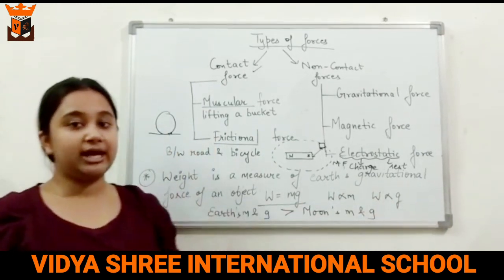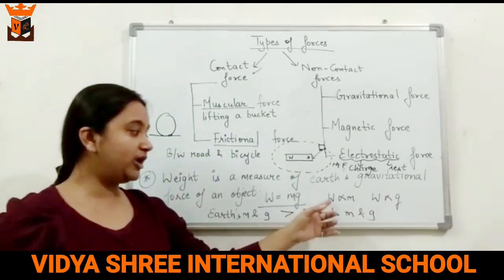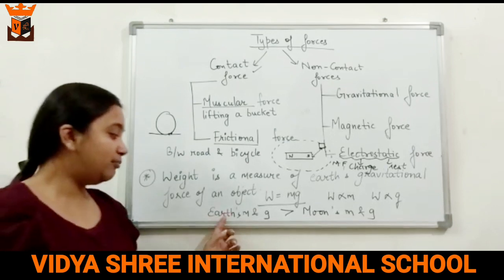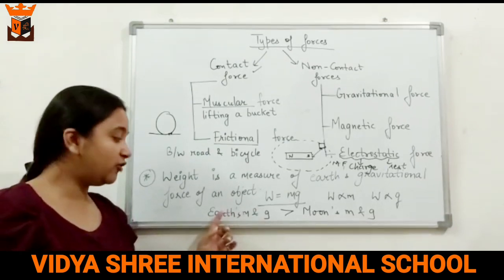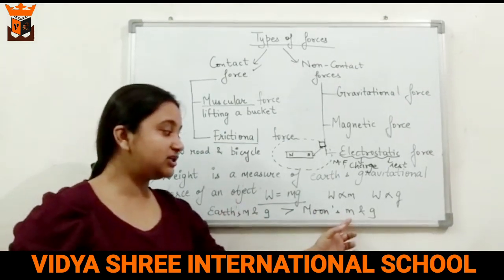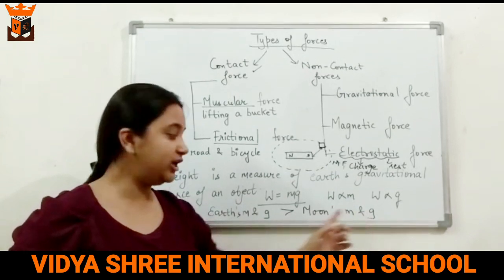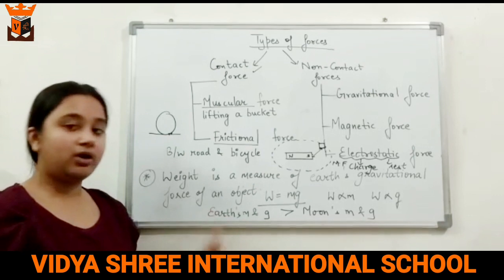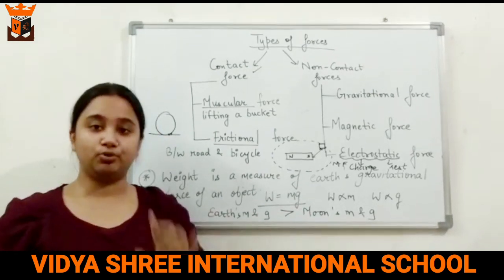Weight is directly proportional to mass and weight is directly proportional to g. Means when g and m increase, the weight will automatically increase. And we all know that the mass and acceleration due to gravity of Earth is more than the mass and acceleration due to gravity of the Moon. So the weight of the object is more on Earth as compared to the Moon.